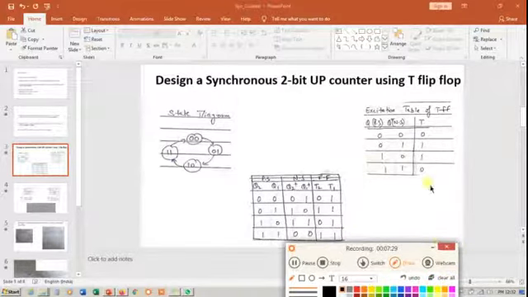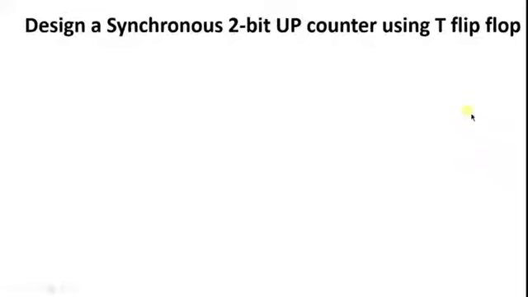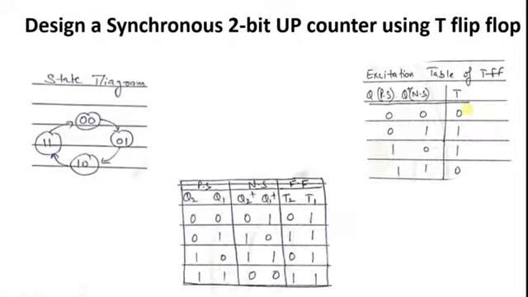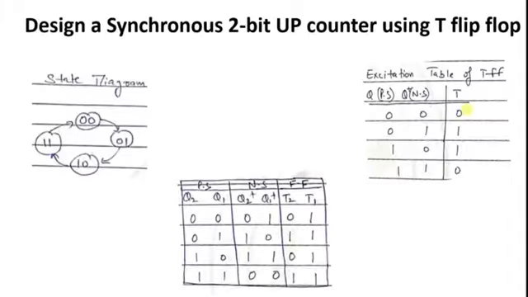So based on this, we are going to design the circuit. We have got the solution table. Now we are going to draw the K-map based on the values of T1 and T2. We are going to find the equation of T1 and T2 in terms of the present state only, not in terms of the next state.